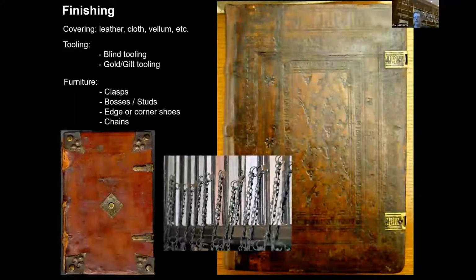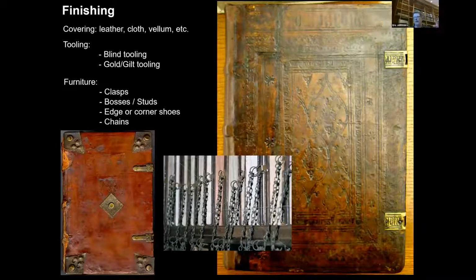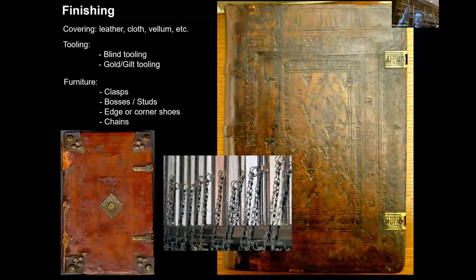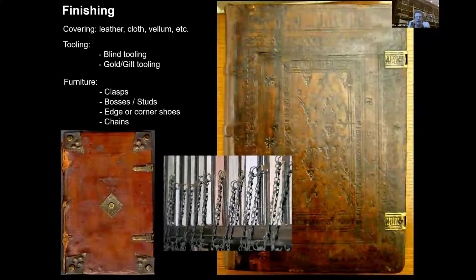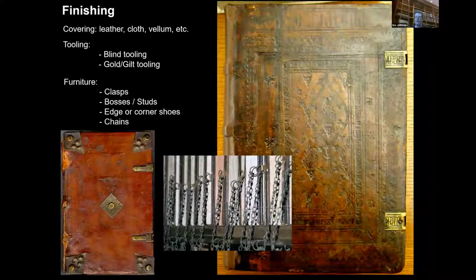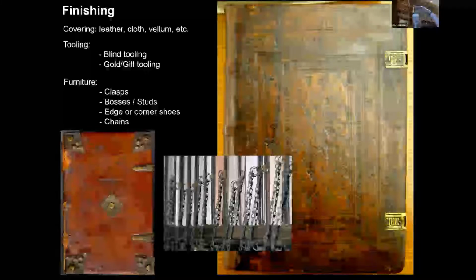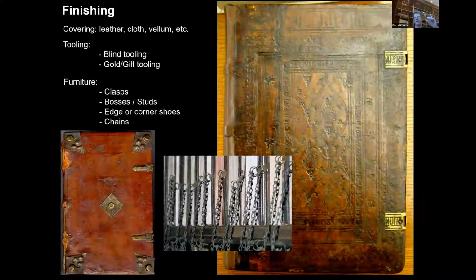Oftentimes in the Middle Ages, books were stored by being laid flat on top of each other, and these bosses would help keep those books separate and help keep the bindings and their covers from rubbing up and abrading each other. The edge and corner shoes, similarly, as you're manipulating that book, and if you're going to store them on their spines or on their ends, help prevent wear and tear on the corners.